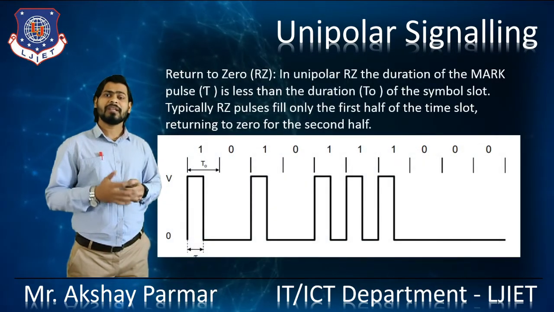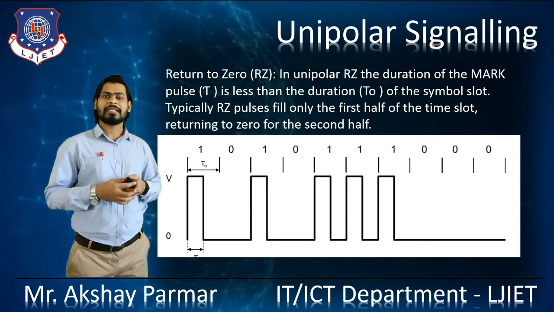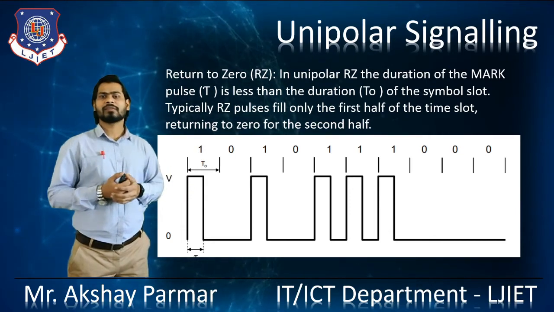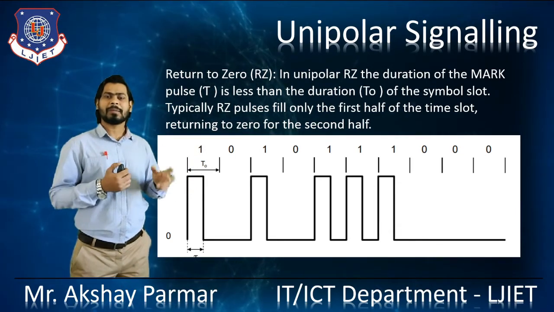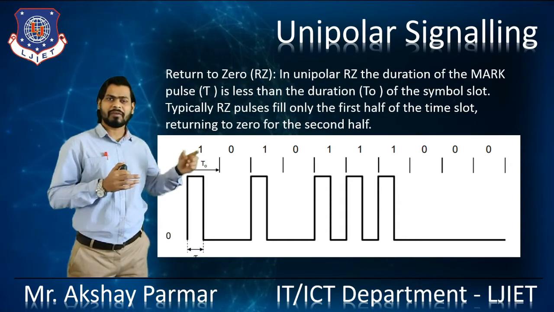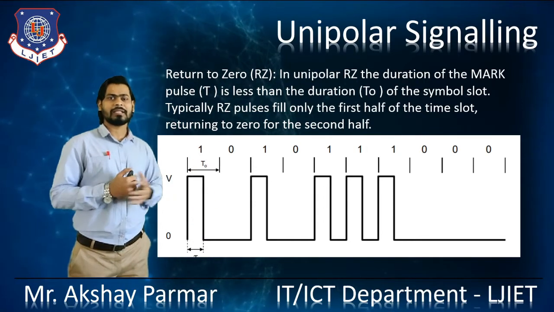Return to zero. In the unipolar return to zero, the duration of the mark pulse is less than the duration of that particular bit, right? So that particular time slot. Typically the RZ pulse fills only the first half of the time slot, and the other part returns to zero in the second half, right?